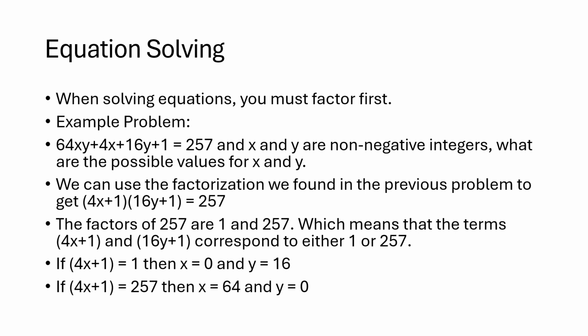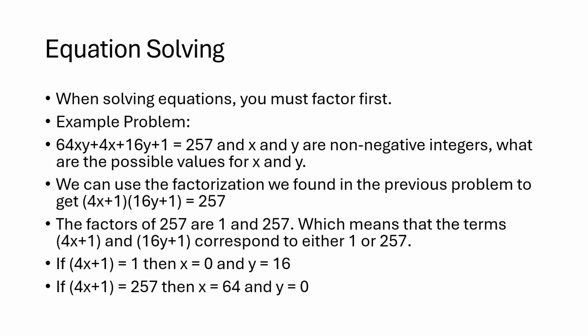So using the factorization we found in the previous problem, we get that 4x plus 1 times 16y plus 1 equals 257. Thus, we see that we're trying to find the factors of 257. So we look at them, and luckily for us, it's a prime number, meaning its only factors are 1 and itself, which in this case is 1 and 257. This also means that 4x plus 1 and 16y plus 1 correspond to the terms 1 and 257, so we can look at the cases separately.